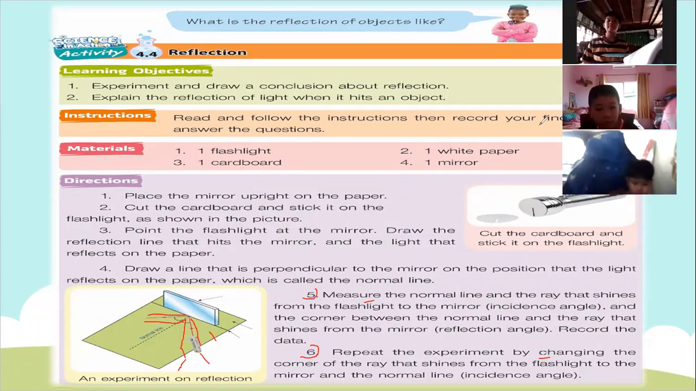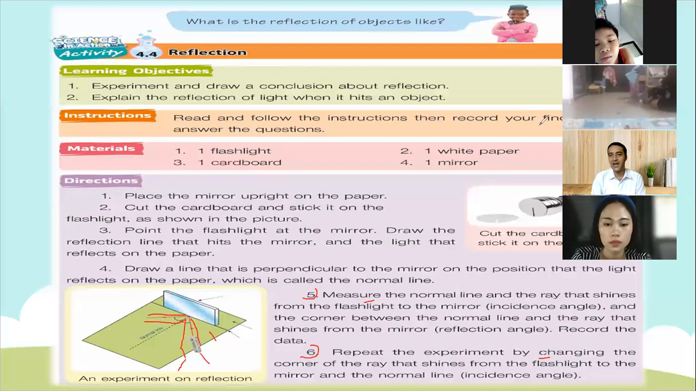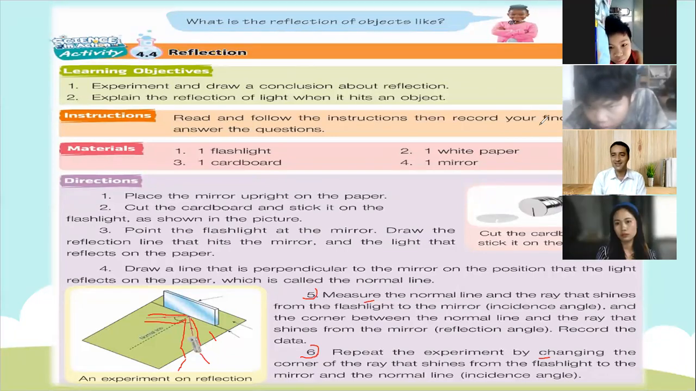All right, students, do you understand how we have to do this experiment? Yeah. It's very simple.